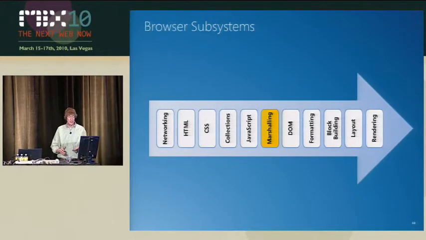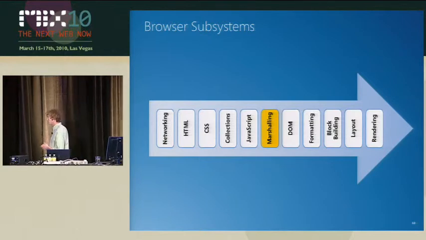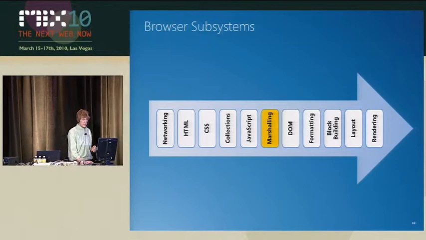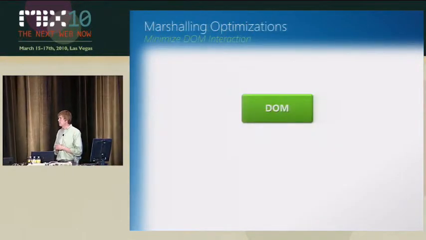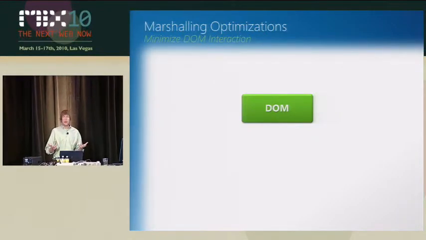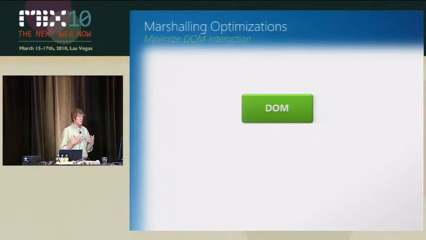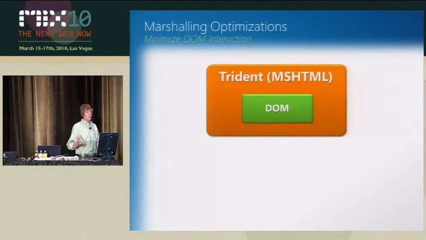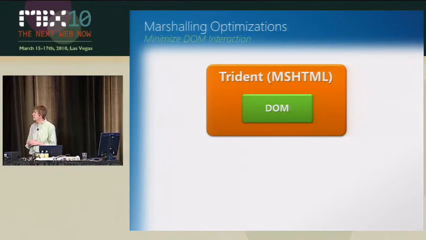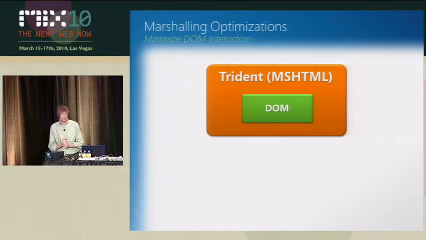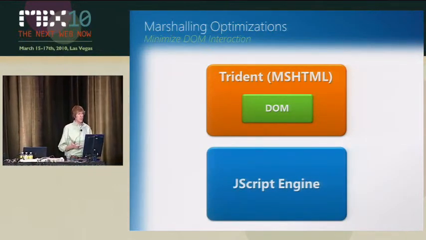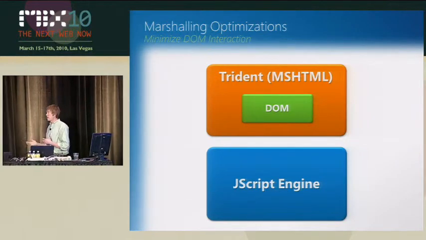The next subsystem that I'd like to talk about is marshalling. And I put together a slide that shows some of the architectural concepts of Internet Explorer that'll help understand marshalling. If you think about the DOM, or the document object model, the DOM is actually part of what we refer to as Trident, or MS-HTML, which is the standard web platform that's used by Internet Explorer. The JavaScript engine is an external component. It lives in a separate DLL, and it's used by Trident itself.